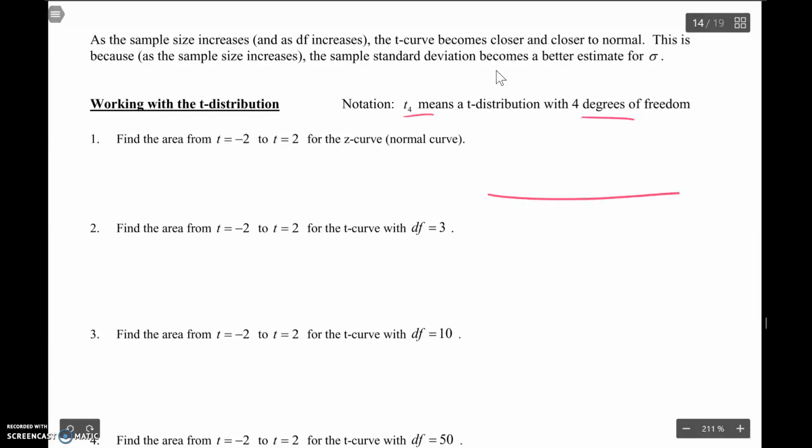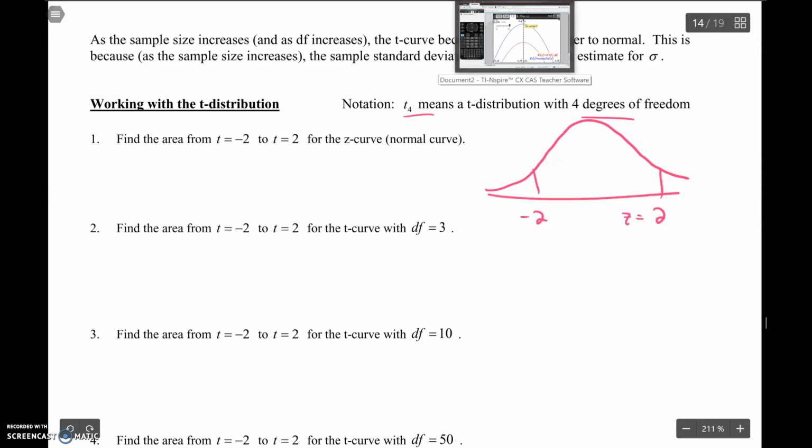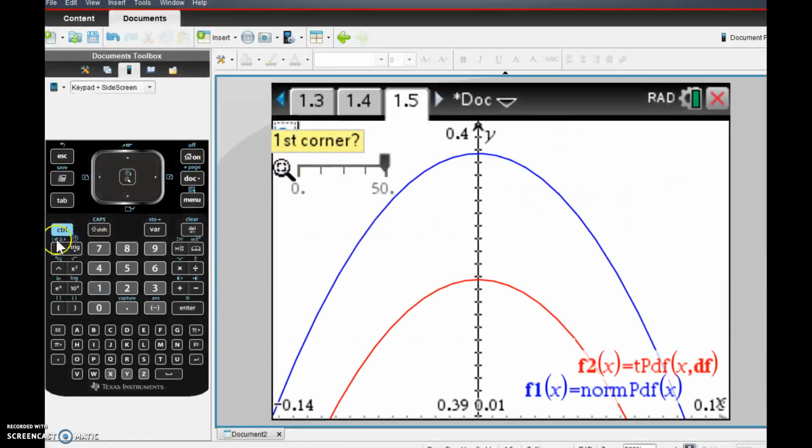So let's find the area between +2 and -2 on the standard normal curve for z values. It's going to be about 95%. The function is normal CDF.